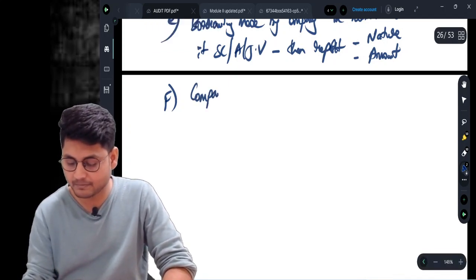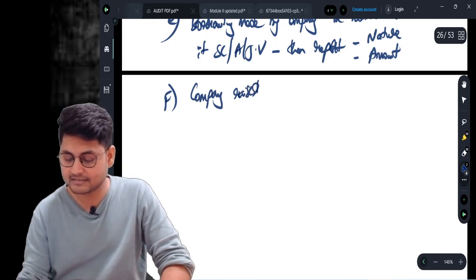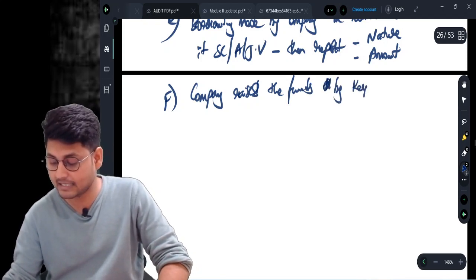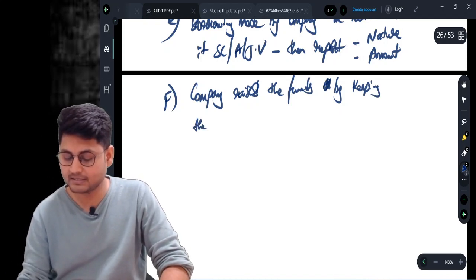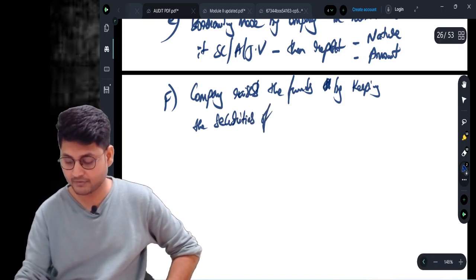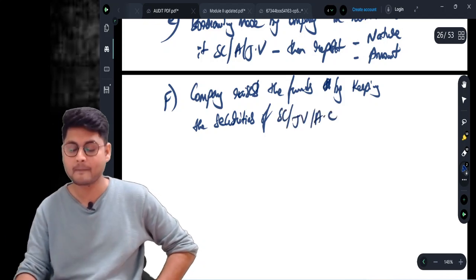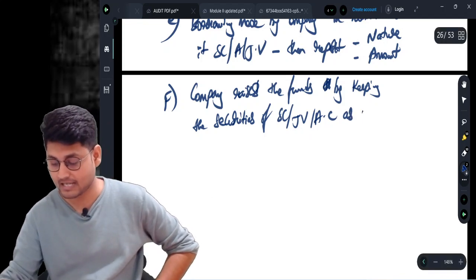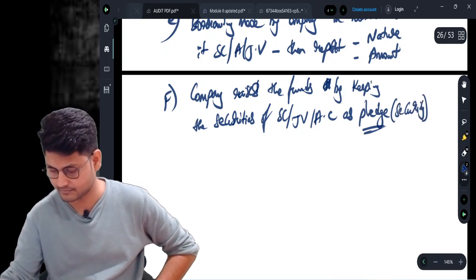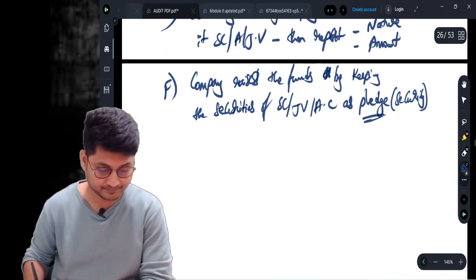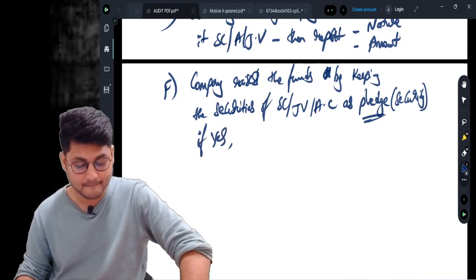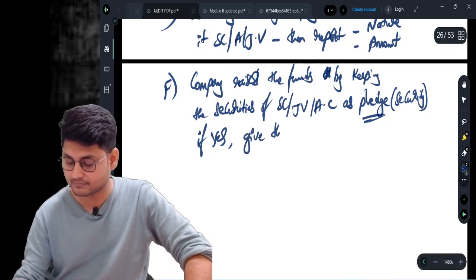If the company raises funds by keeping the securities of a subsidiary company, joint venture or associate company as pledge, nothing but security as pledge, then give the details. If yes, give those details.